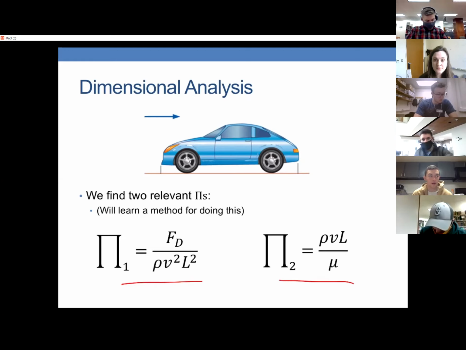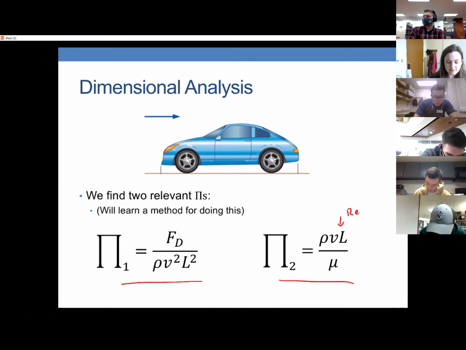The second one should look familiar. What's that second one? The Reynolds number. Yeah, so this is the Reynolds number. And here we have drag force over rho v squared L squared. Okay. So this tells us that these are the two relevant pi's that go into some equation, though we don't know what that equation is exactly.